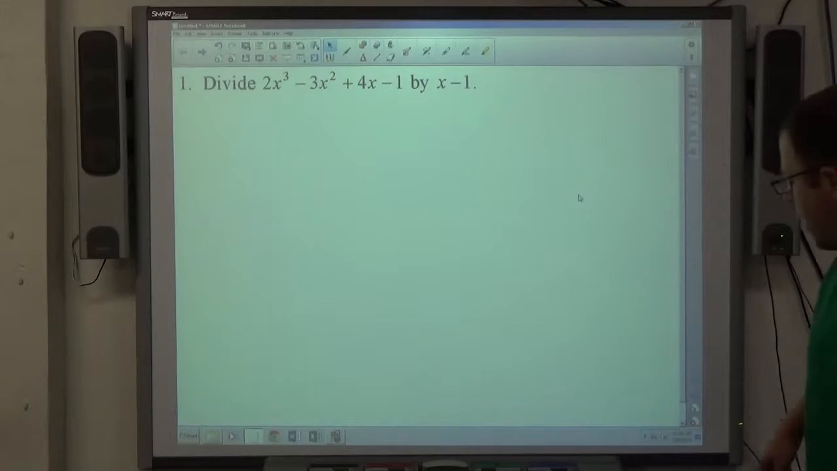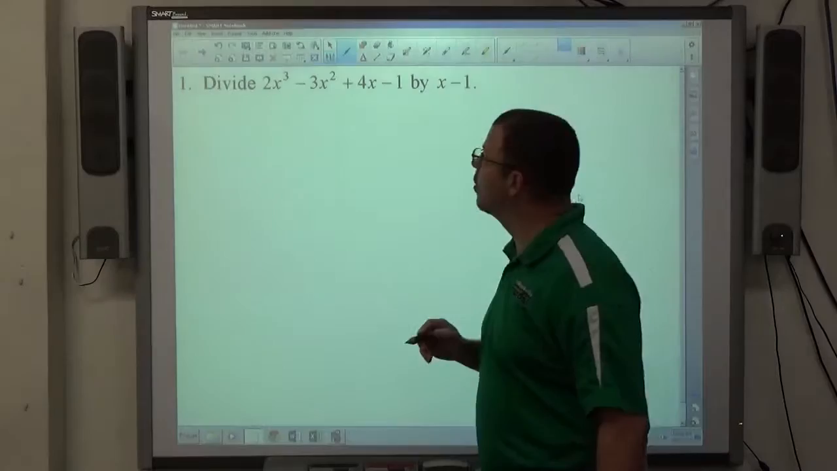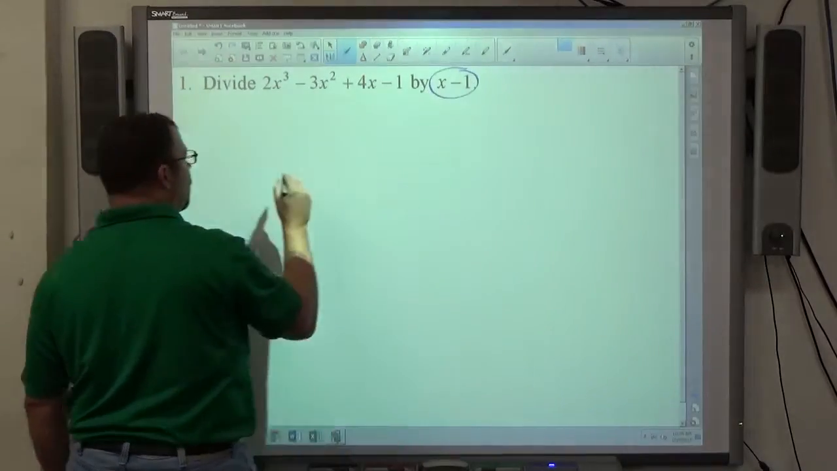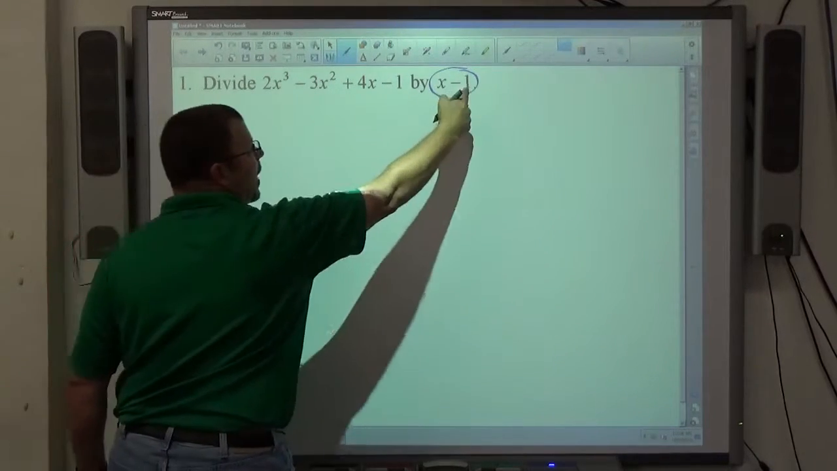Okay, the first problem on the quiz is a polynomial division problem. We learned synthetic division this chapter, so we'll go ahead and use that. We're dividing by x minus 1. Recall that the number that goes in the box over here is the opposite sign of that number.